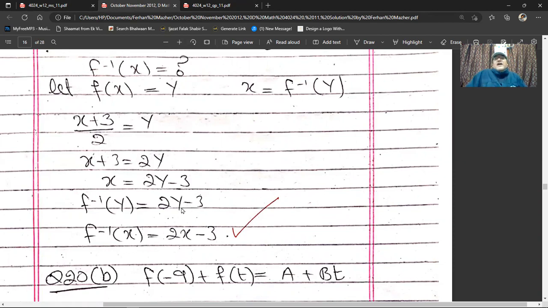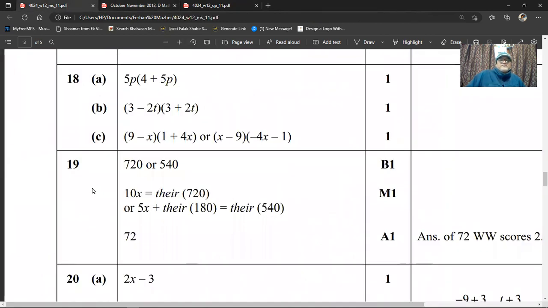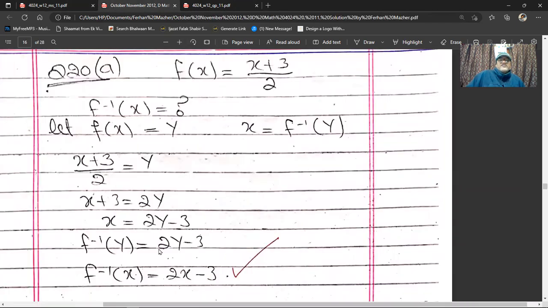I will change the variable here. In place of y, I will put x. So f inverse of x will be equal to 2x minus 3. This is how you will find the inverse of this function. 2x minus 3 is the answer. 2x minus 3 is the answer, sir. So it means that our answer is right.